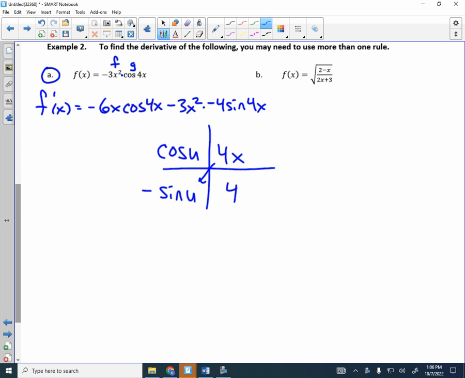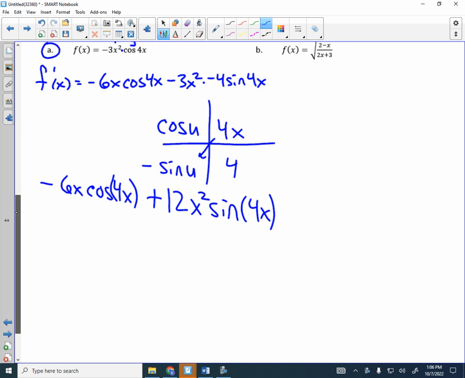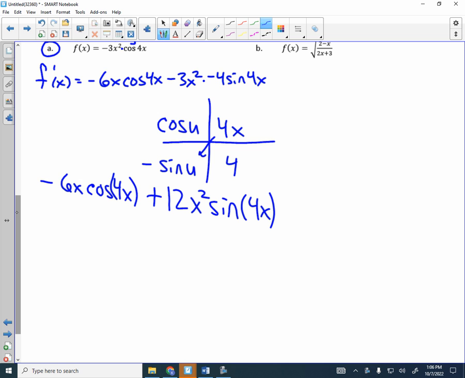So notice how I have negative 6x cosine of 4x. Is it going to be plus or minus? Plus what? 12x squared sine of 4x. Good. You guys are doing well. These are not easy problems. Where do you get the 12x squared? So I take negative 3x squared times negative 4.